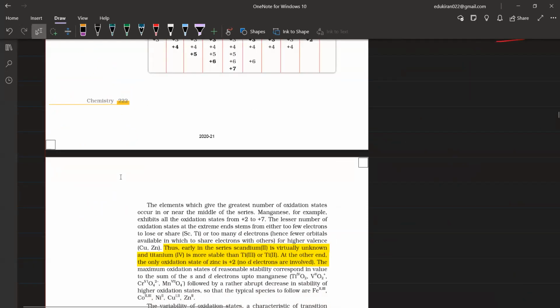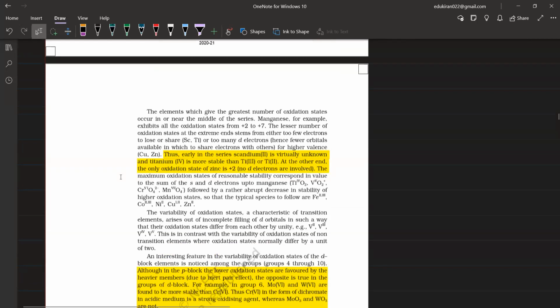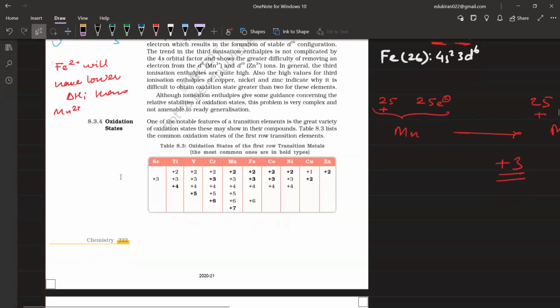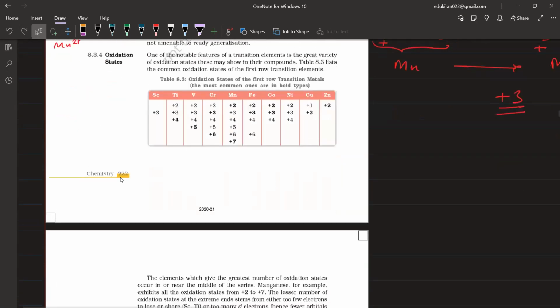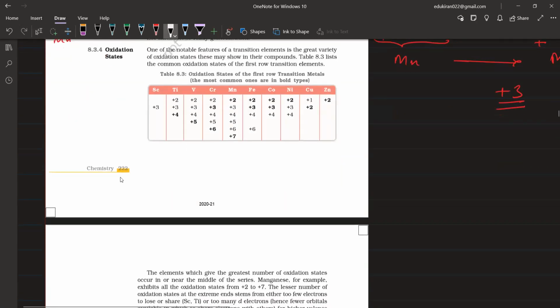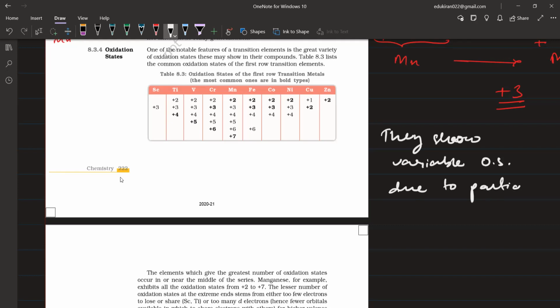From here, the oxidation state, in oxidation state, you will be asked like which is having the most stable, the most number of oxidation state and why. So first thing is that why do they show variable oxidation state? They show variable oxidation state due to participation of ns and (n-1)d electrons. ठीक है? That is why they show variable oxidation state.